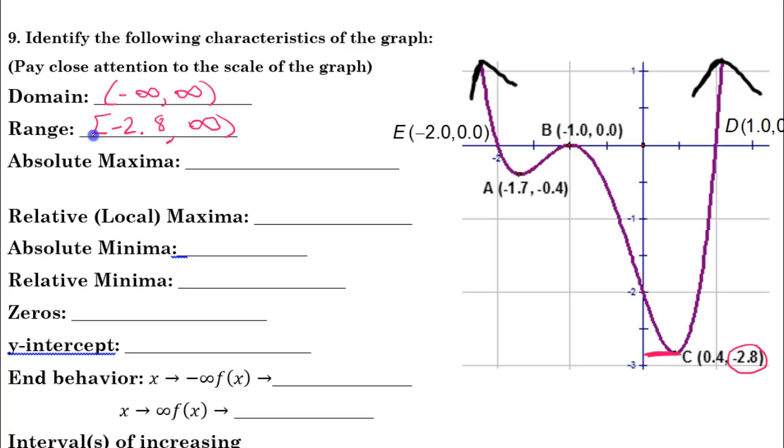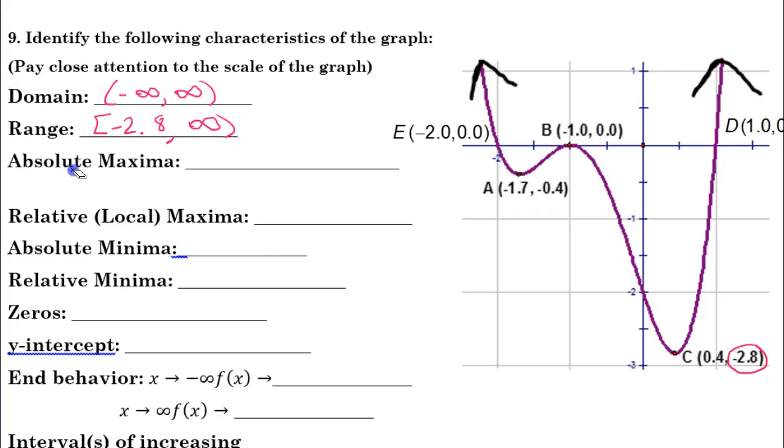We will use a square bracket because the graph comes down and reaches negative 2.8. So there's no reason to leave that value out of the range. The graph reaches it. The point 0.4 comma negative 2.8 is right here on the graph. It is part of the range. So we won't leave it out by making it rounded parentheses.